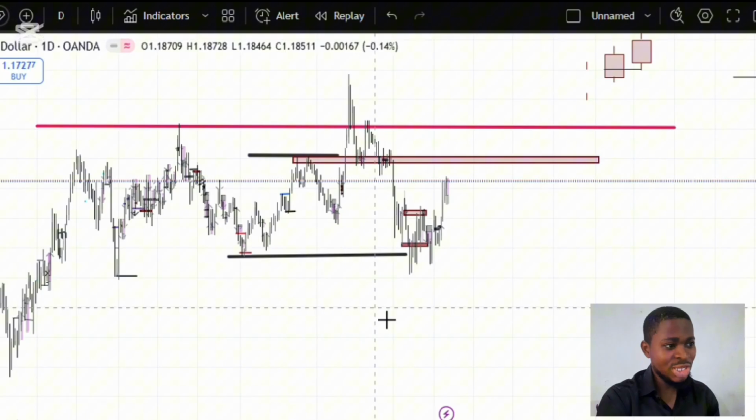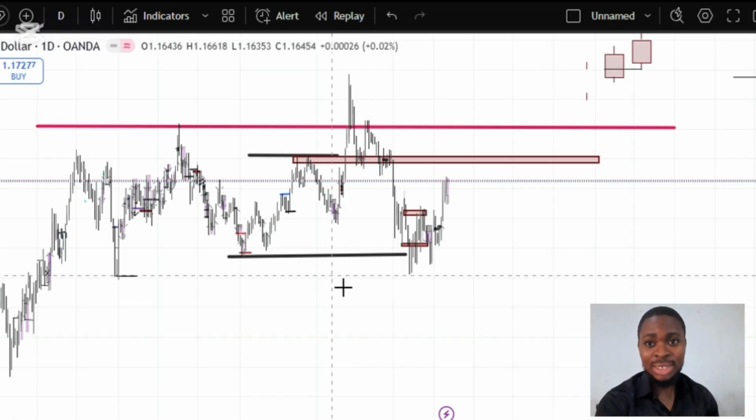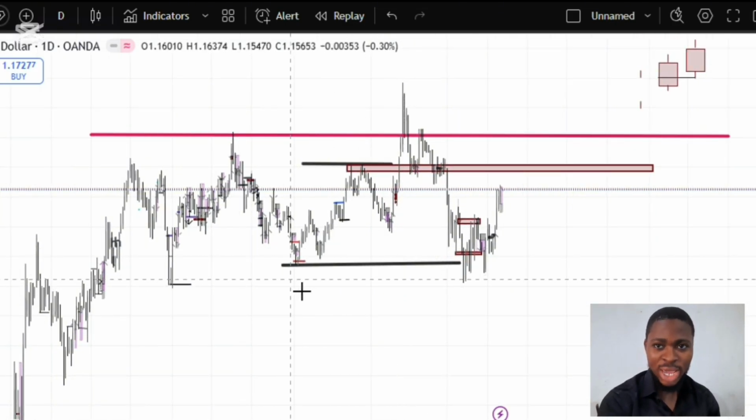Now we're on the Euro USD chart. The question is, what would happen with this information I just gave? We want to be selling Euro USD, but from where, you would ask?